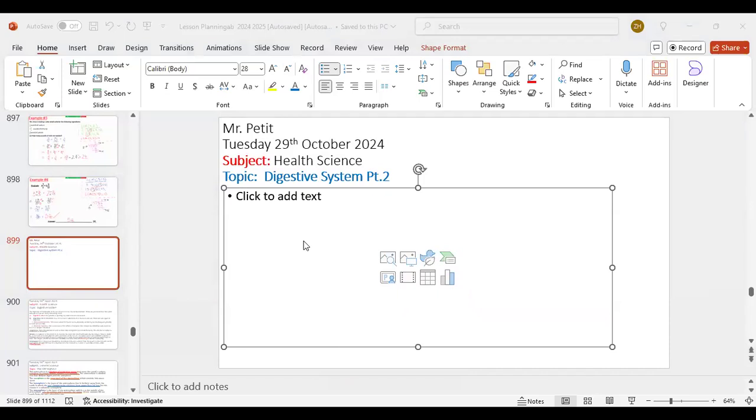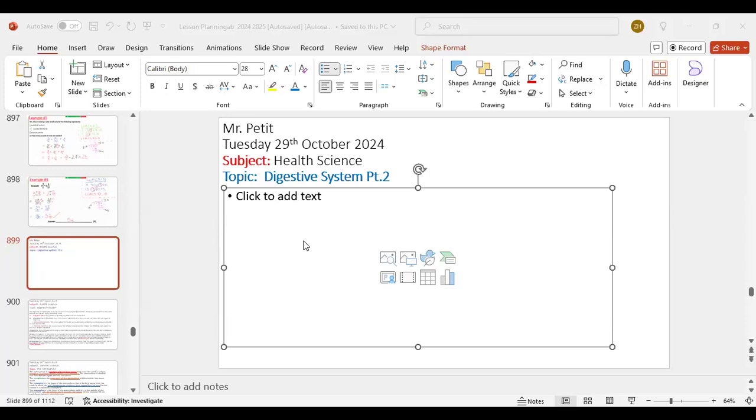Chemical digestion. This occurs due to actions of enzymes that change the chemical makeup of the food to a simpler substance. Very good. So enzymes are there to chemically break down the food.